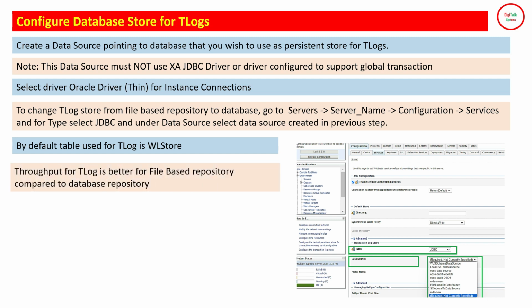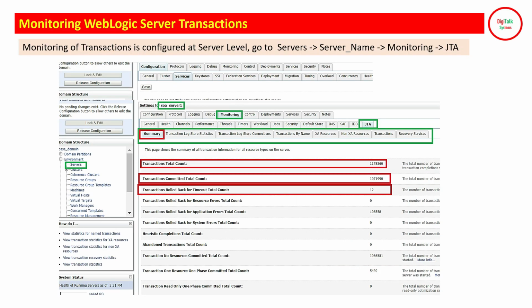And throughput for TLOG is better for a file-based repository compared to a database. If you look at the throughput, that means the number of transactions executed per second, okay, that is called the throughput for TLOG. It is better for a file system based repository compared to the database repository.